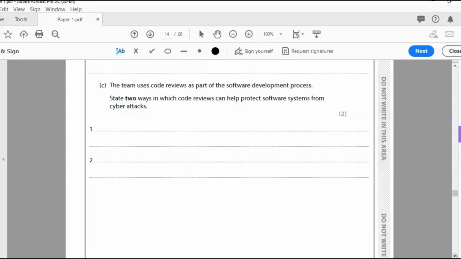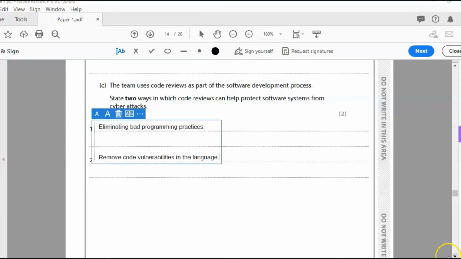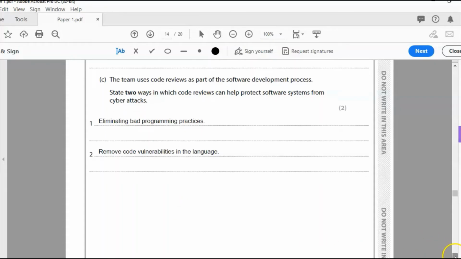C, the team uses code reviews as part of the software development process. State 2 ways in which code reviews can protect software systems from cyber attacks. Well, what we're looking at is removing weaknesses from coding. So our answer needs to say removing coding vulnerabilities by using reviews, and we're also eliminating bad programming practices. Each programming language will have vulnerabilities in its language. So we are removing them by having coding reviews.